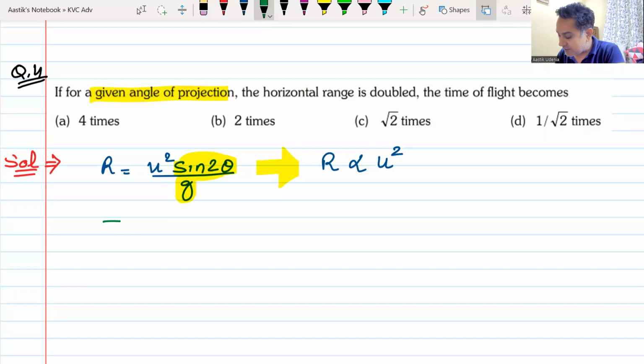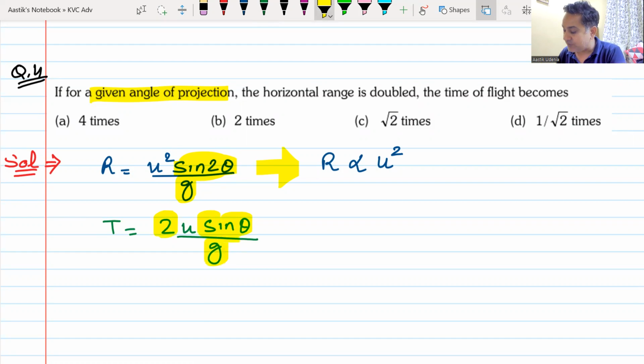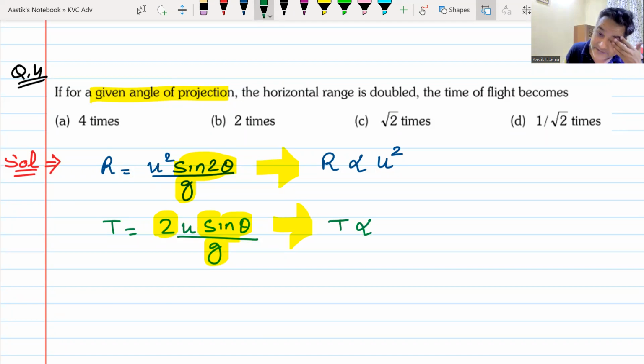Now let us talk about the time of flight. The formula for time of flight is 2u sine theta by g. For a given angle of projection, this is constant, g is also constant, 2 is constant. So I can say for a given angle of projection, time of flight is proportional to u. Yes or no? Yes.